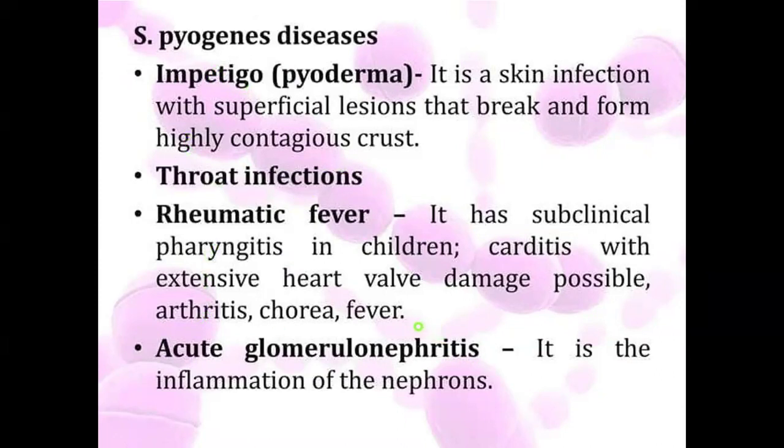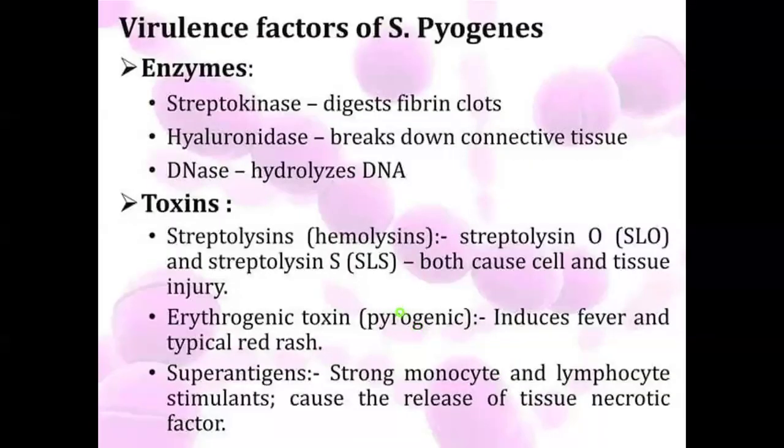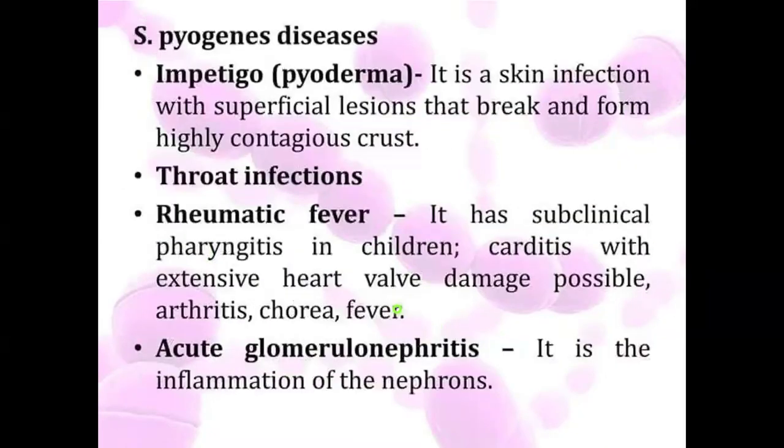But in order for you to remember, we can classify them into 3. Number 1, pyogenic. Under pyogenic, we'll put throat infections and impetigo. When there's impetigo, you can also have something called cellulitis. Cellulitis is also an inflammation of the skin.